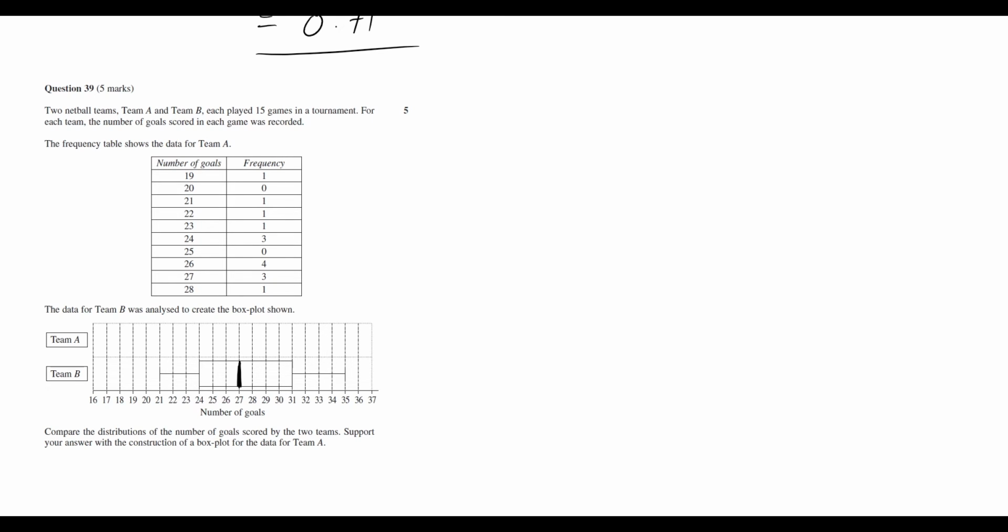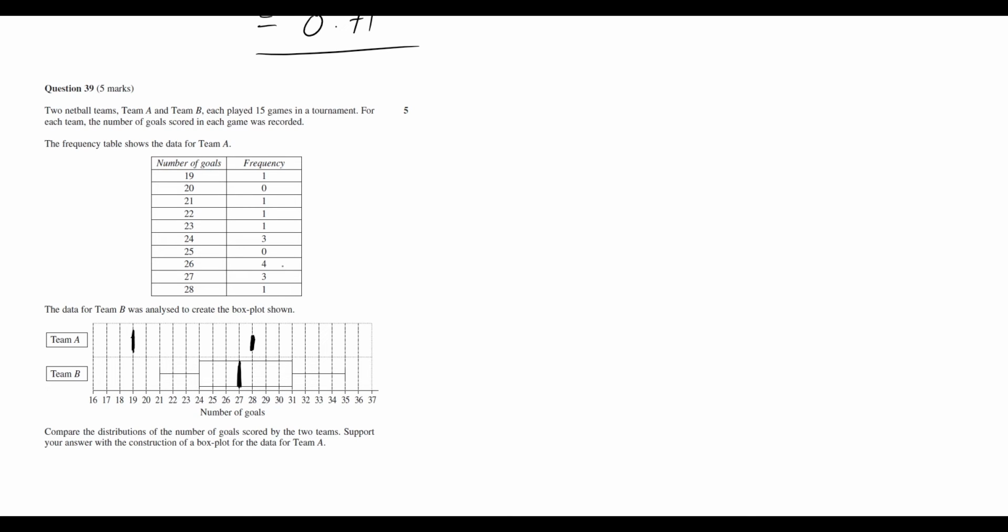So compare the distributions of the number of goals scored by the 2 teams. Support your answer with the construction of a box plot for the data of Team A. Okay, so the first problem here is going to be constructing that box plot for Team A. So the first thing that we can note is the highest value, so we have 28. So we know that the stems, or the whiskers, I should say, will go out to 28, and they'll also go down to 19. So that means we know that we're bounded somehow between 19 and 28.